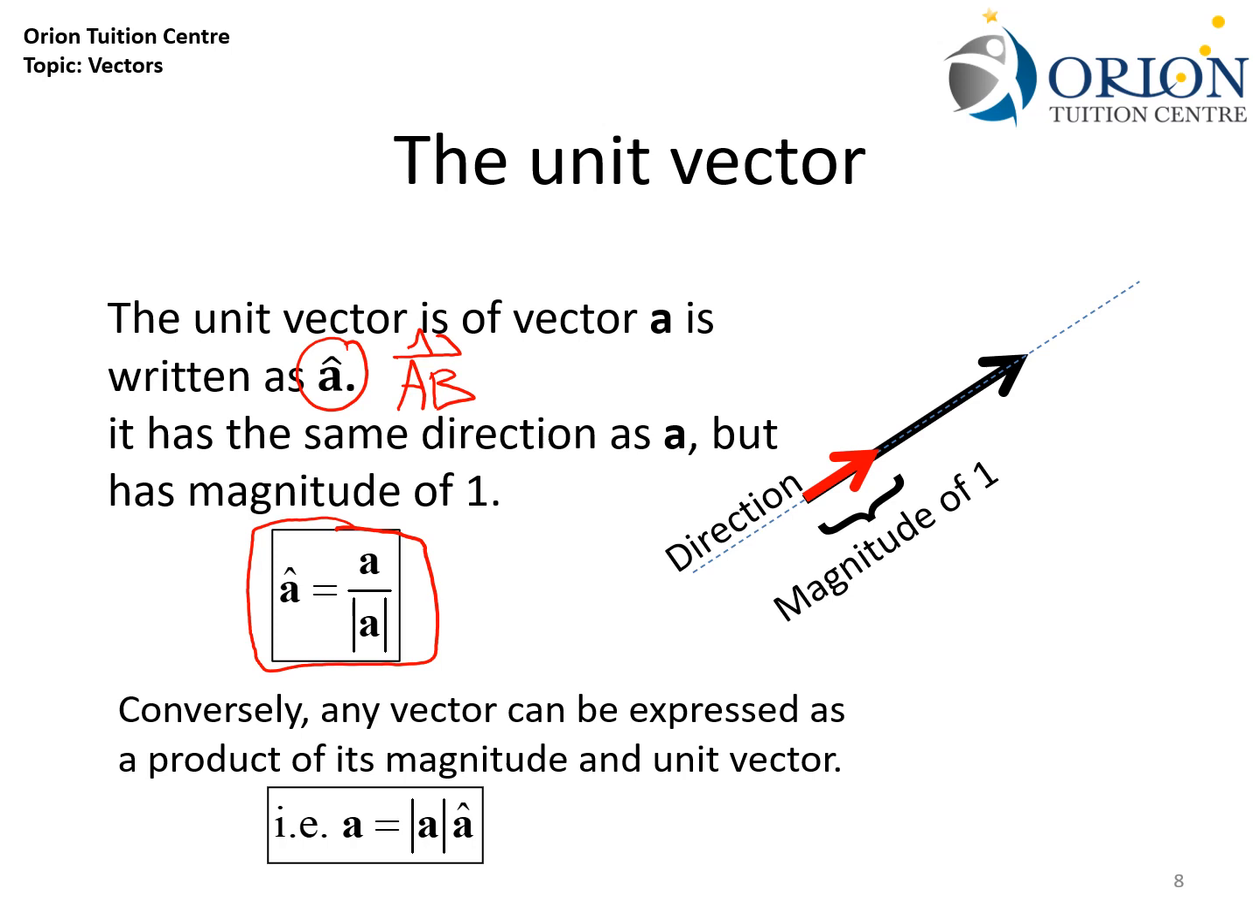Conversely, if I cross multiply this mod a across to the other side, I will end up with this formula over here. And this is a very useful formula because it decomposes any vector into two components. Number one, its length, and number two, its direction.